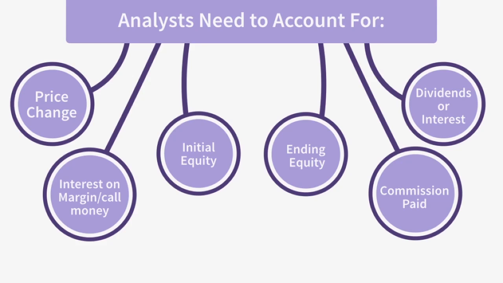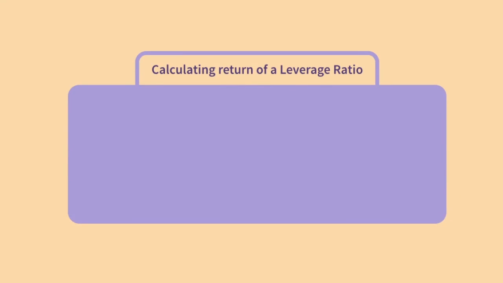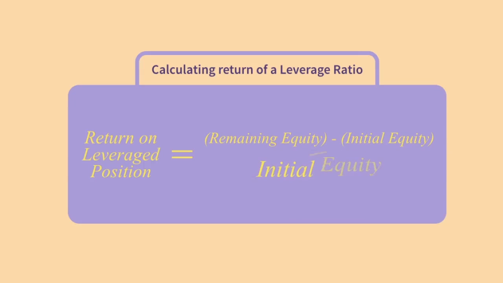Let's look at an example. While calculating the return on a leveraged position requires multiple steps, the formula is not much different than calculating the return of any security. Instead of taking beginning and ending values, however, we substitute beginning and ending equity. The realized gain or loss from a leveraged position will always be greater than any gain or loss of an unleveraged position. Moving on to the example.